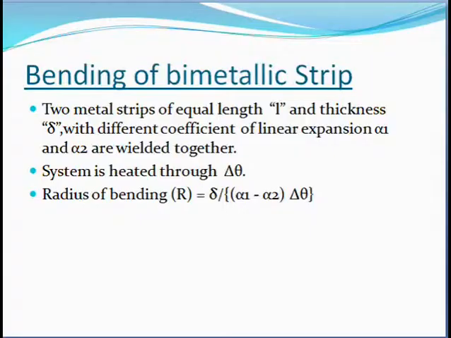So here as you can see, the length of the strips taken together is L, and delta is the width of the strip, and after heating the strip there is a slight bend, and the radius of bend r is given by delta by (alpha 1 minus alpha 2) into delta theta.